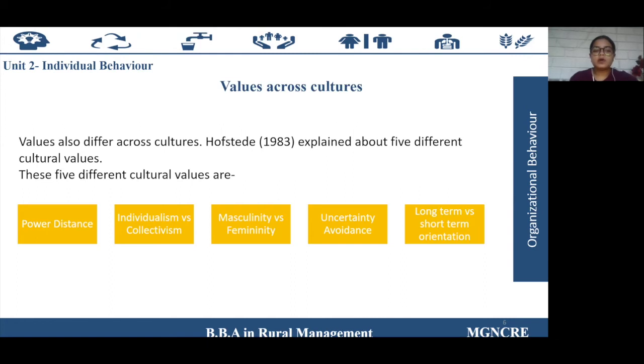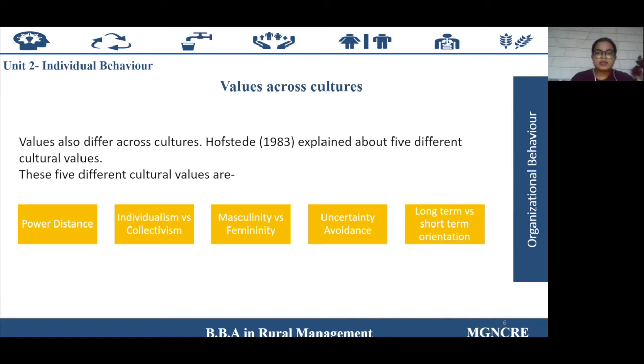So when we talk about another thing, which is values across cultures, what does that mean? Values also differ across cultures. I come from a different culture, someone else might come from a different culture, and my culture would tell me, like, the Western and Indian cultures are so different. So you can understand why values differ across cultures.